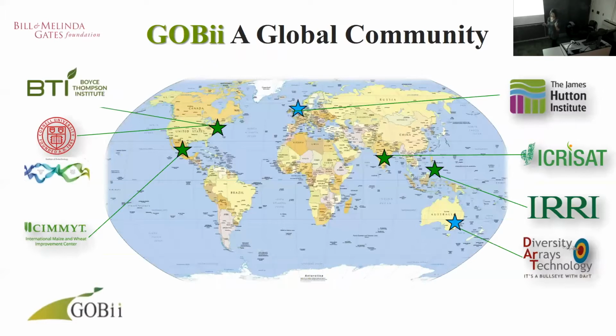We are based here at Cornell and also at the Boyce Thompson Institute down the road. We collaborate with 3 different CG centers. CIMMYT, which is in Mexico for maize and wheat. ICRISAT in India for sorghum and chickpea. So I've come full circle. I'm now working back with ICRISAT. And IRRI in the Philippines, where we work with rice. And then 2 great institutes, Diversity Arrays and the James Hutton Institute for tool development.